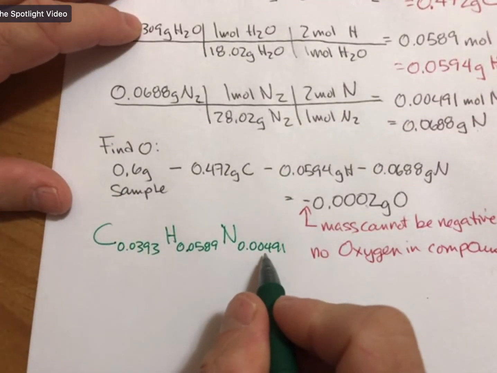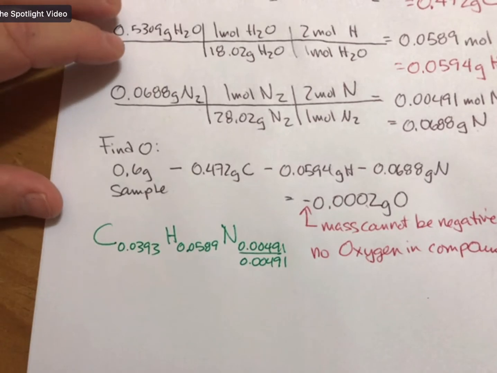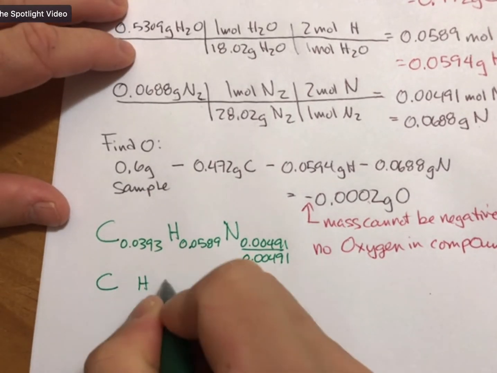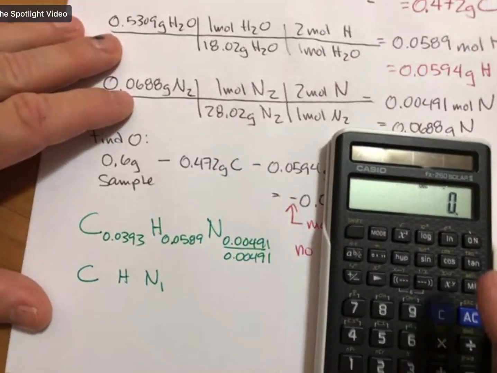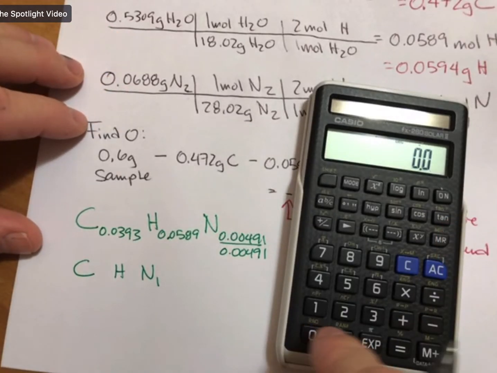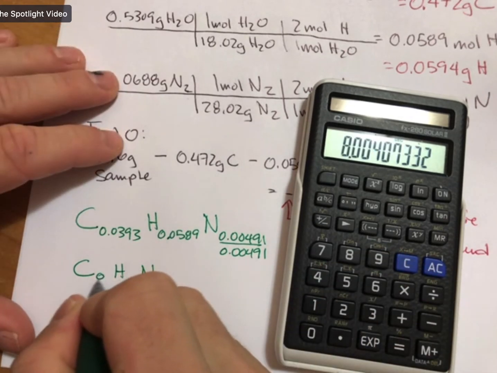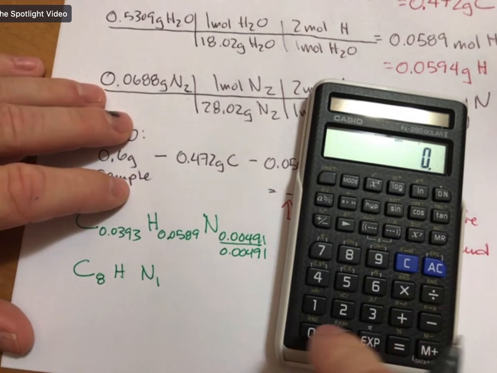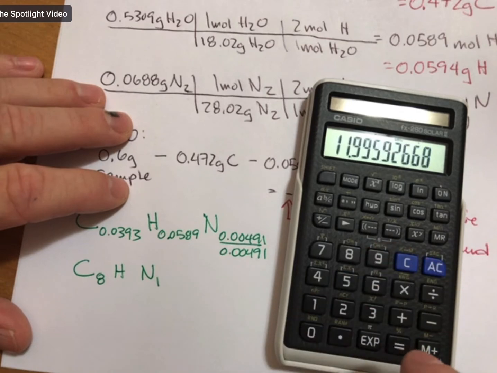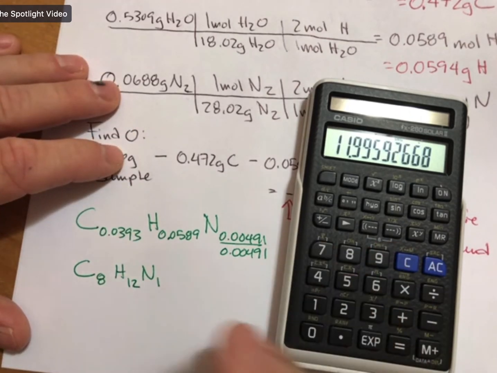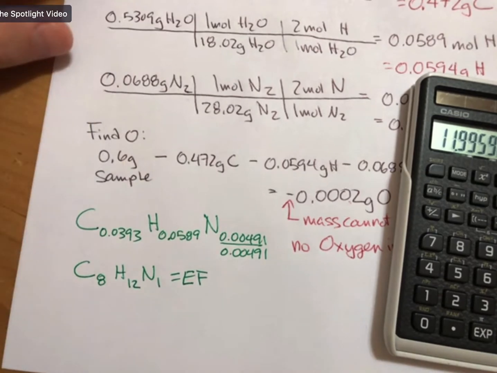And instead of writing it out, I'll just do it here. But I'm doing it to all of them. And my N gets a 1. My carbon, 0.0393 divided by 0.00491 is 8. My hydrogen is 12. And this is my empirical formula. That's not what they're asking for.